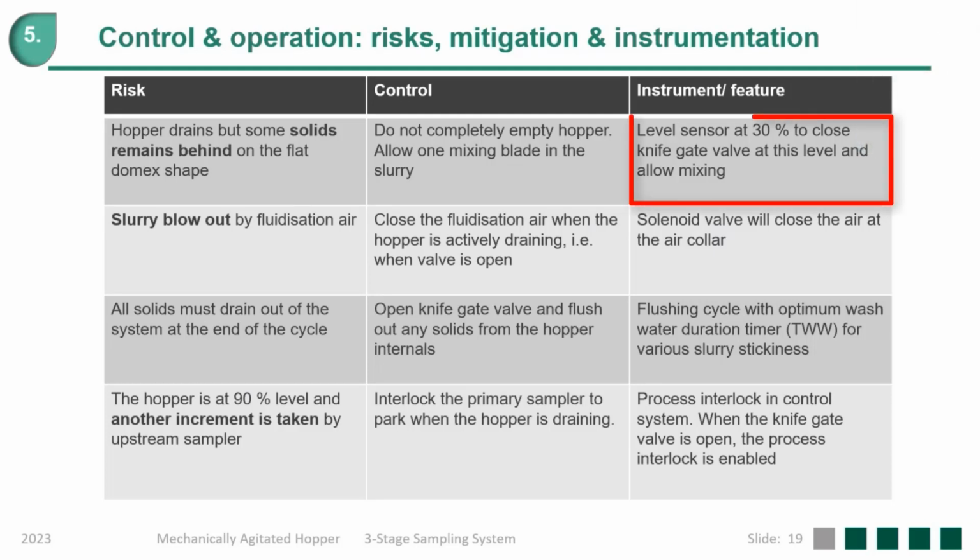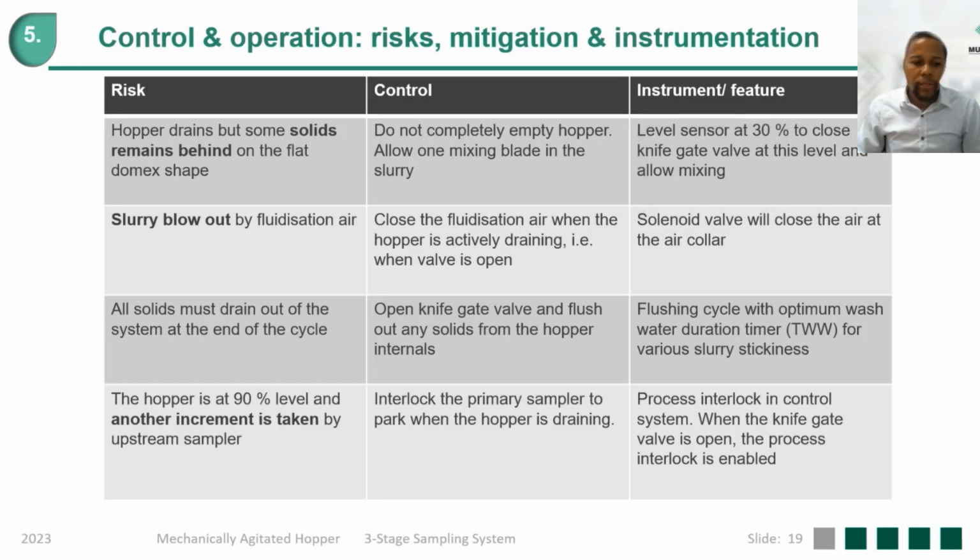The instrument or feature that we use there is the level sensor at 30% to close the knife gate valve at this level and allow mixing. So when material gets to 30%, the knife gate valve closes and draining stops so that the last plate can be inside the slurry to allow for mixing.